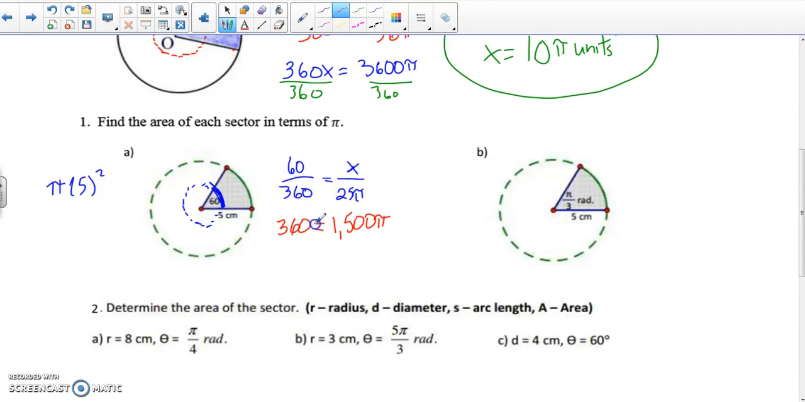Ooh, I forgot my x here. Hopefully you guys caught that. 360x. So to finish it up, I divide both sides by 360 again. Divide both sides by 360, and I get x equals, and if you do use your math frac button, it's going to come out to be 25 pi over 6 centimeters squared. So as you can see, it's all about getting that equation set up the right way.